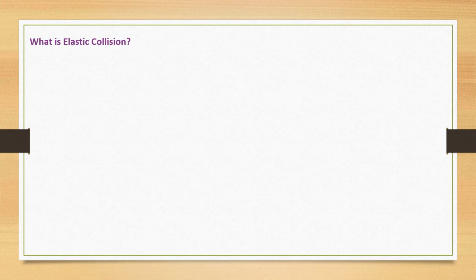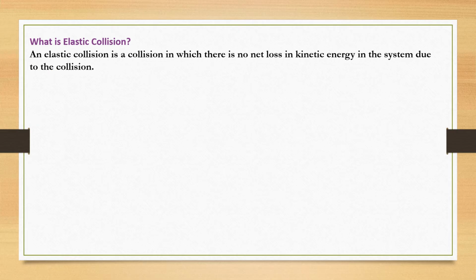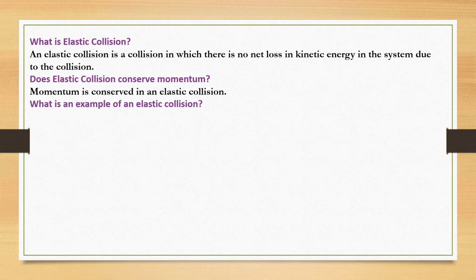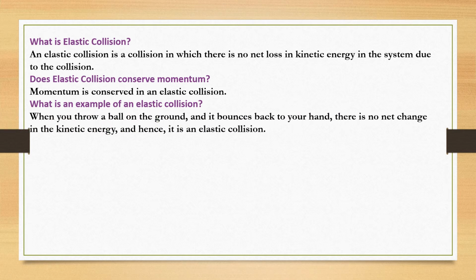What is an elastic collision? An elastic collision is a collision in which there is no net loss in kinetic energy in the system due to the collision. Does an elastic collision conserve momentum? Momentum is conserved in an elastic collision. What is an example of an elastic collision? When you throw a ball on the ground and it bounces back to your hand, there is no net change in the kinetic energy, and hence it is an elastic collision.